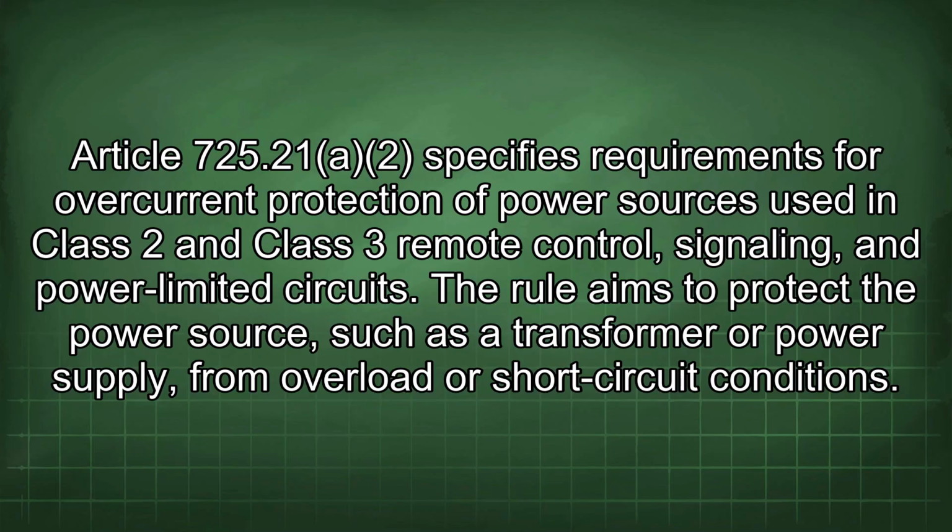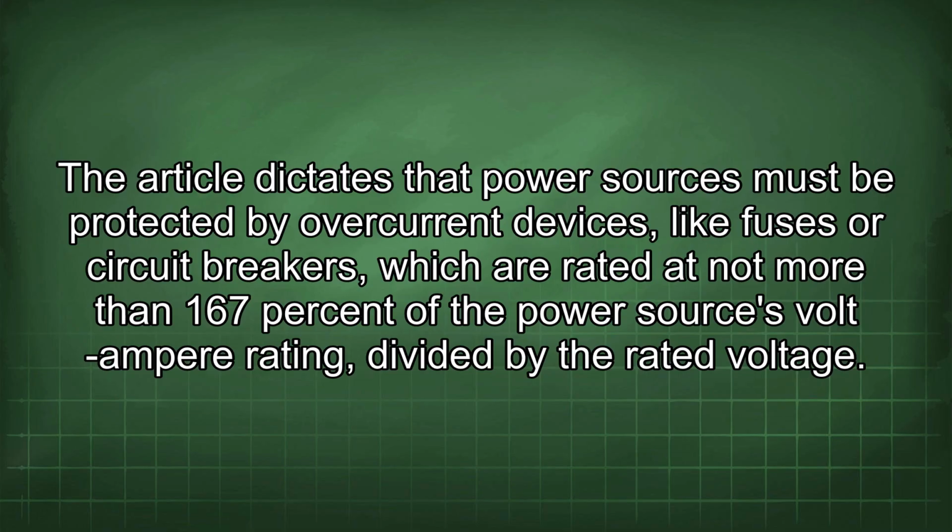Article 725.21 (A)(2) specifies requirements for overcurrent protection of power sources used in Class 2 and Class 3 remote control, signaling, and power-limited circuits. The rule aims to protect the power source, such as a transformer or power supply, from overload or short-circuit conditions. The article dictates that power sources must be protected by overcurrent devices, like fuses or circuit breakers, which are rated at not more than 167% of the power source's volt-ampere rating, divided by the rated voltage.